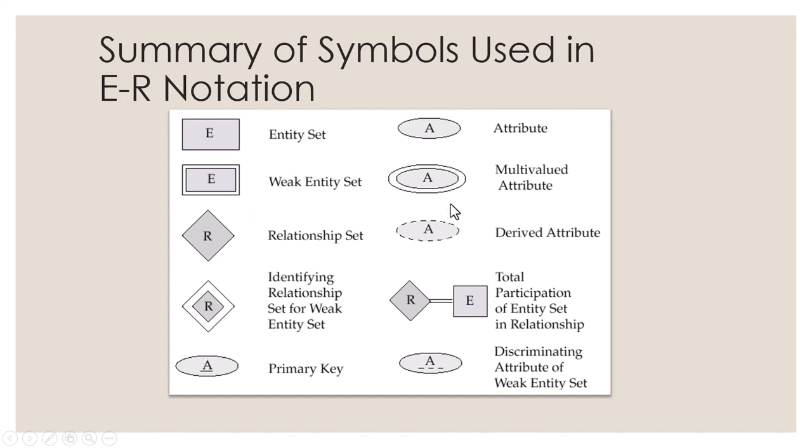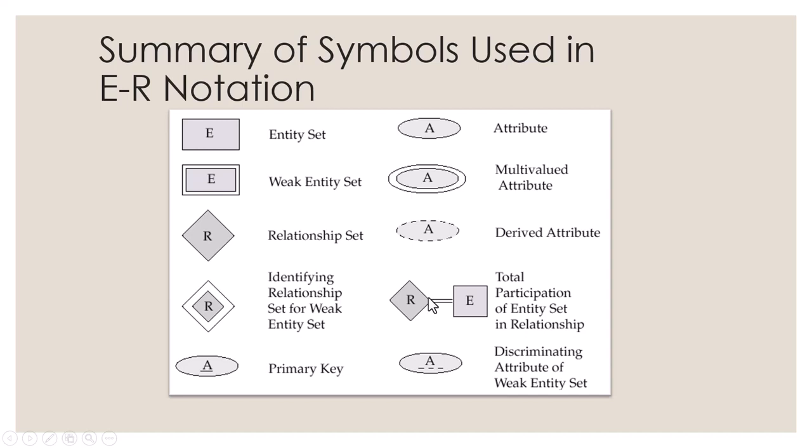We talked about a multi-value attribute, which can hold multiple values, like someone's degree or someone's phone number. A derived attribute is an attribute where we can derive its value using another attribute. Total participation is where this entity set has to be connected to at least one entity on the other end of the relationship.